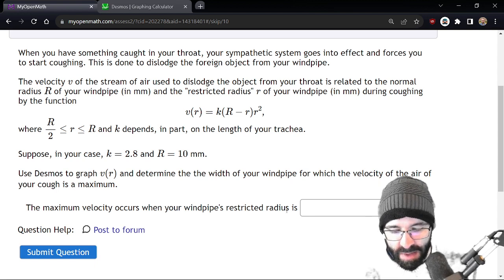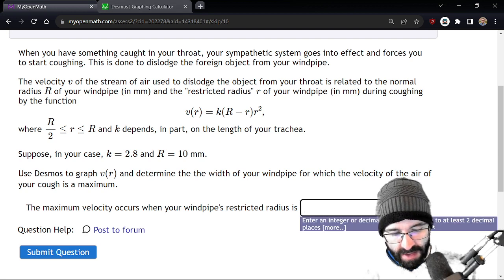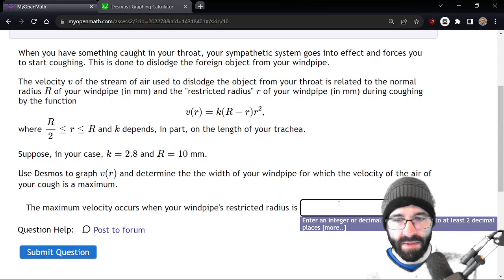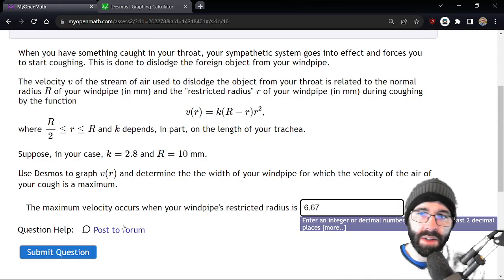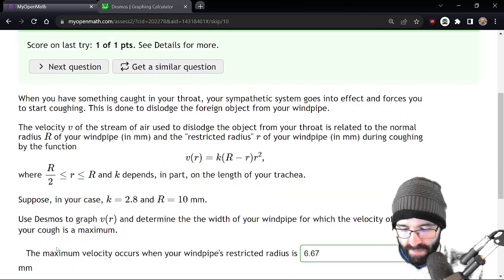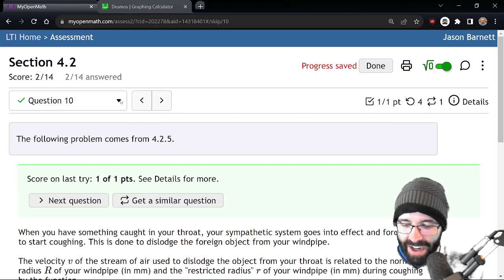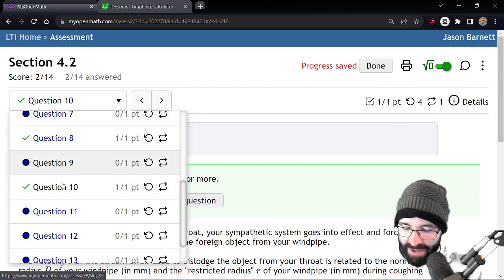Anyway, the maximum value occurs when our input is how many? It says 2 decimal places. Input of 6.67 millimeters. There we go. I love that problem. Hope you don't hate it. And if you do, hope this video helps.